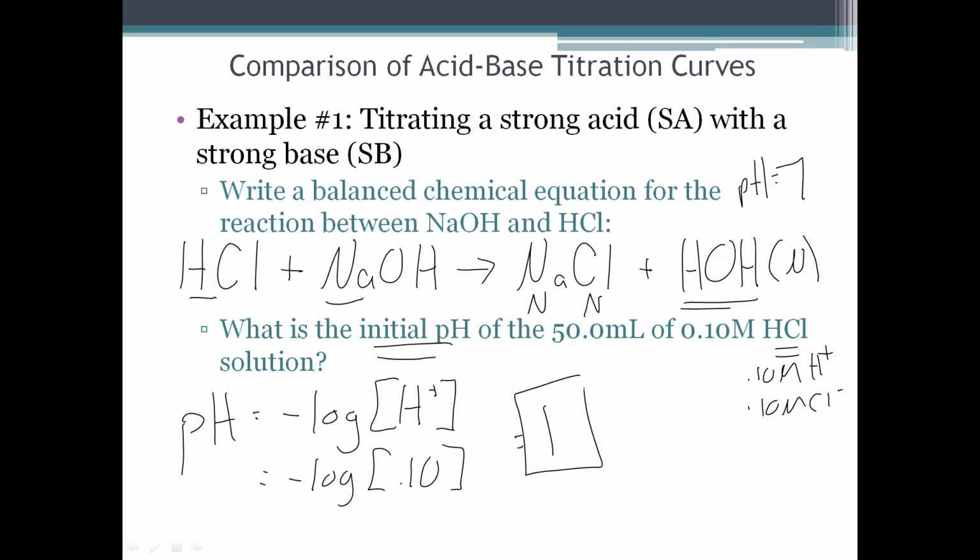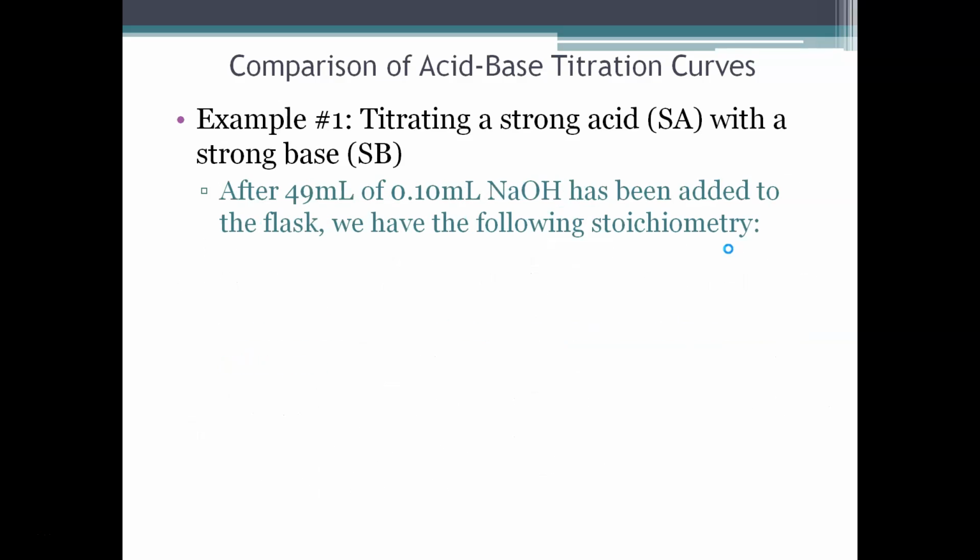Obviously, as we add base to it, our pH is going to go up, because the higher your pH, the more basic it is. So as we add sodium hydroxide, we have less hydrochloric acid. We're taking the hydrogen out of solution, and it's combining with hydroxide to make water. So that's why our pH will gradually go up as we add a base to it.